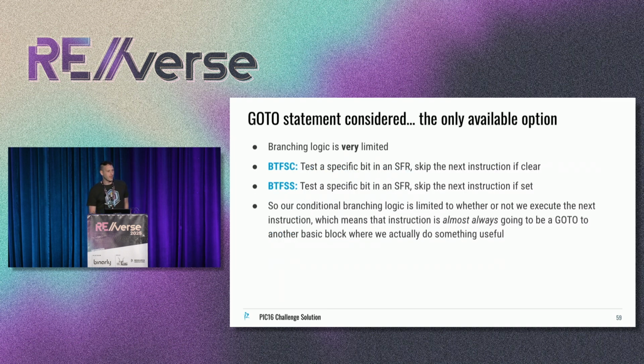So the GOTO statement is also kind of the only option we have because branching is so limited. So we have BTFSC, bit test F skip if clear, and BTFSS, bit test F skip if set, which will look at one of those special function registers that you specify, or any of your general purpose registers as well, and then we'll either execute the next instruction or skip the next instruction, and that is it as far as where you get to branch to. So the conditional branching logic almost always has a GOTO right after it in that one spot because you're either going to execute it or you're not.